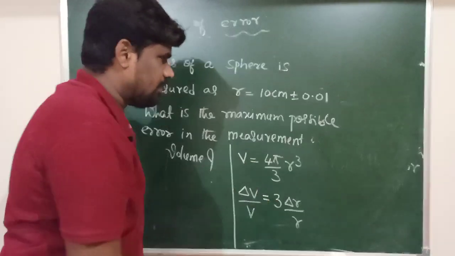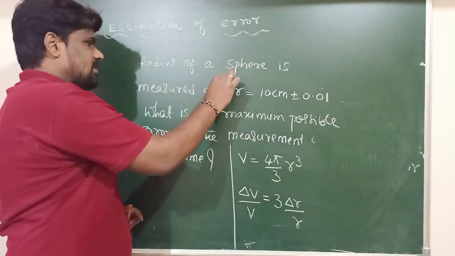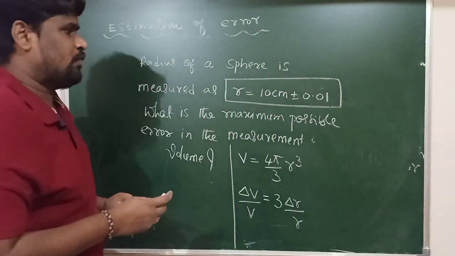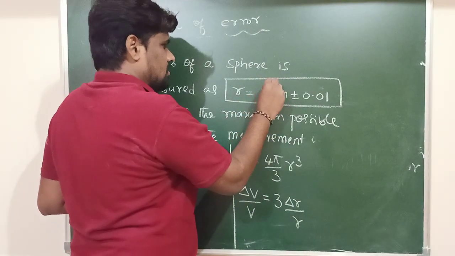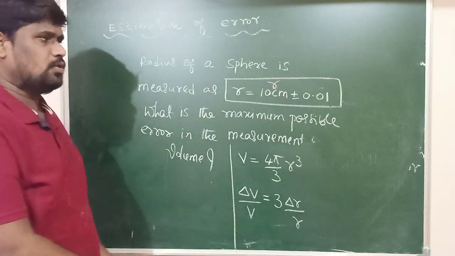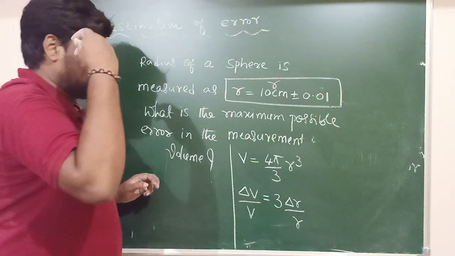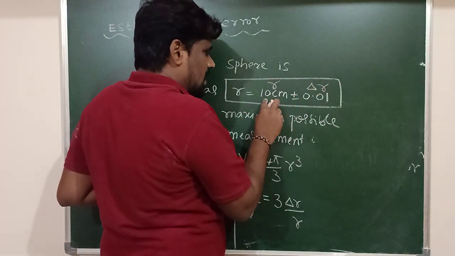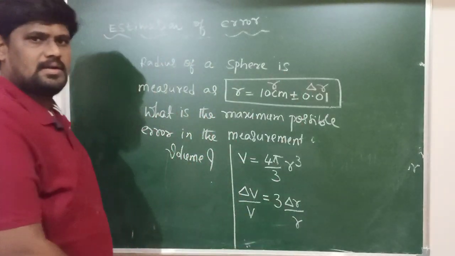Tell me, what is the relative error in the radius? Where is the radius here? This is the radius. As I said, the first part is always called the true value of the measurement. The second part we will call the absolute error. So this is r and this is delta r.